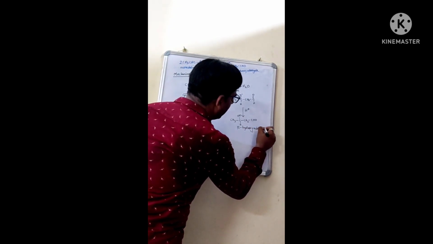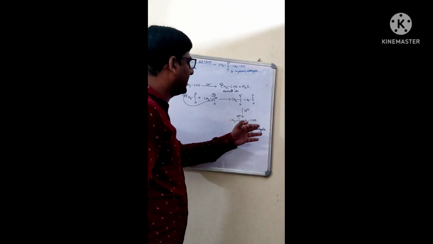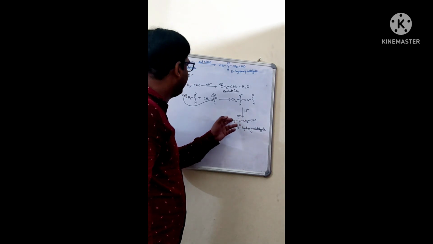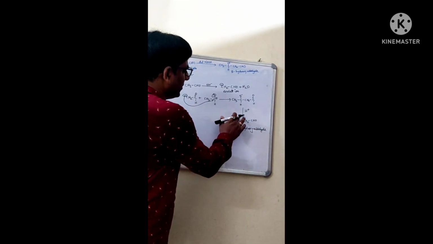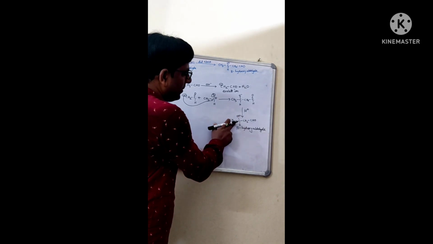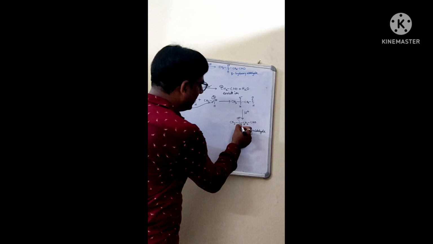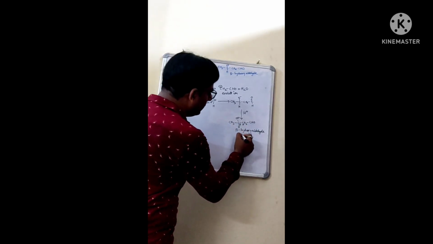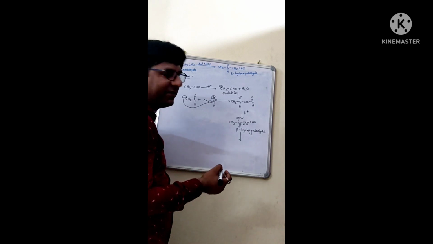aldehyde. If we are taking the substrate as a ketone, we will write ketone over here. But already we have taken the substrate aldehyde, so we are writing the aldehyde, and the OH group is on the beta carbon. This is the alpha and this is the beta, right? So what we will do? There will be the dehydration. As I told you that there will be the dehydration.